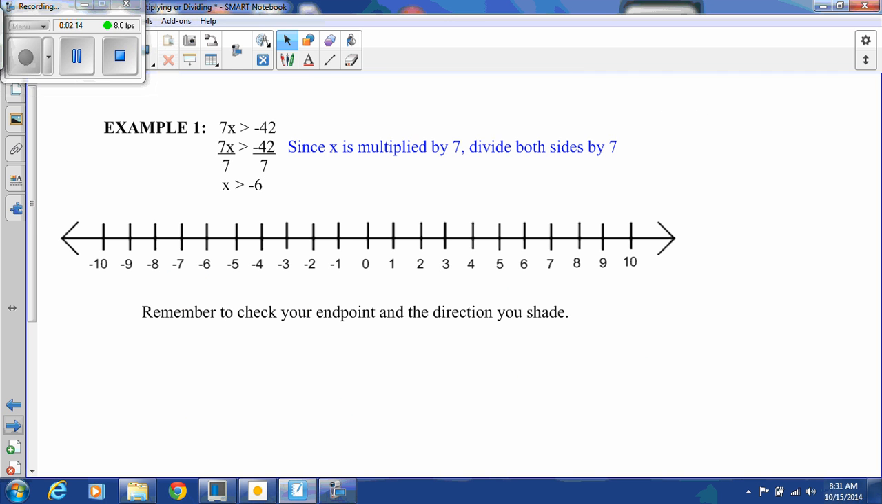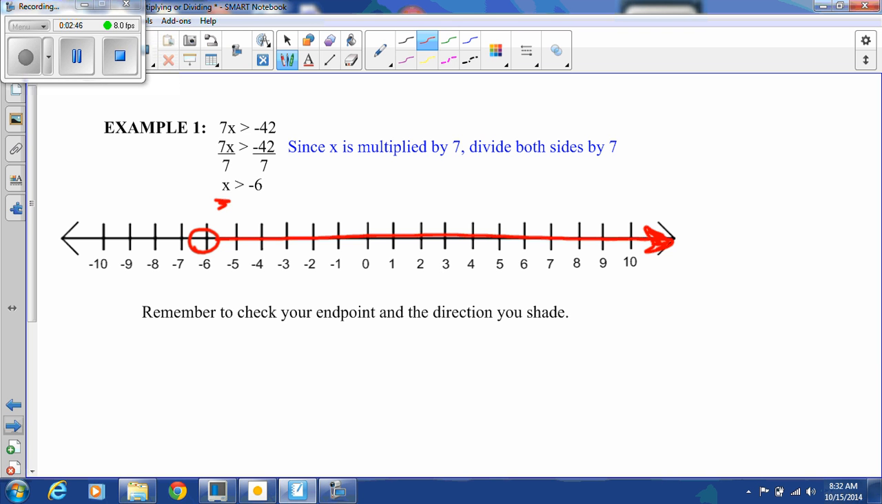Let's work a quick example, which I've actually already worked for you. In this example, 7 times x is greater than negative 42. We can divide both sides by 7 to undo the multiplication by 7, giving us the correct answer, x is greater than negative 6. To graph this, remember we're going to put an open circle on negative 6. We're looking for all real numbers greater than negative 6. Where can you find those on the number line? You can find them going to the right.